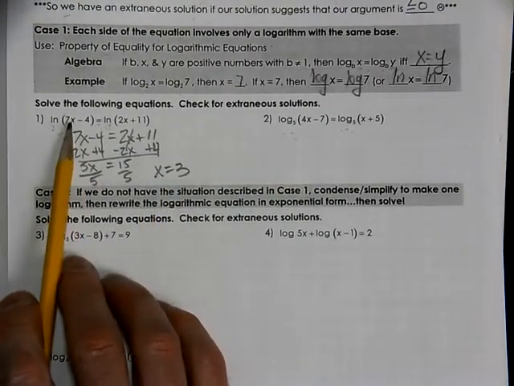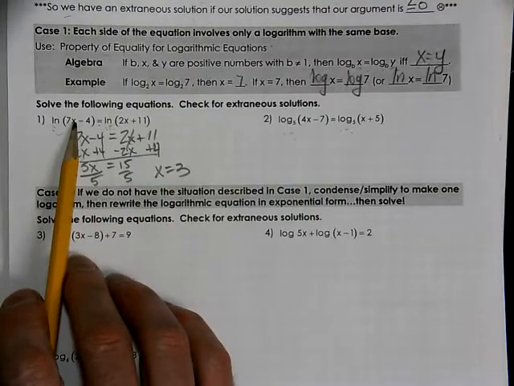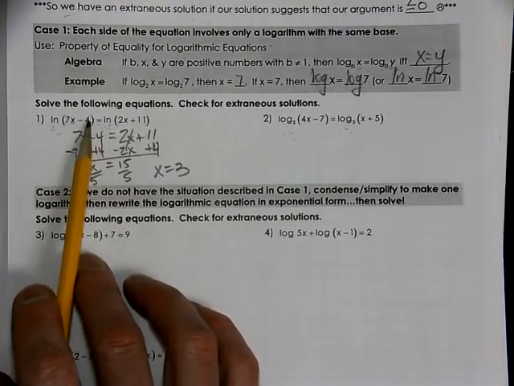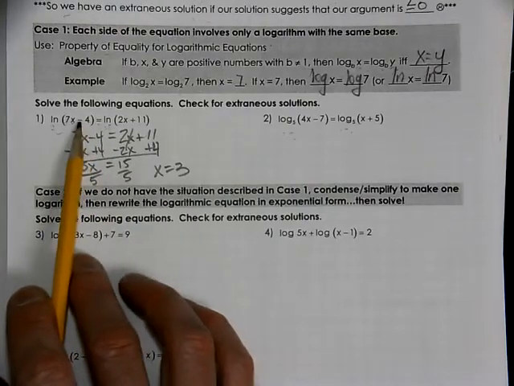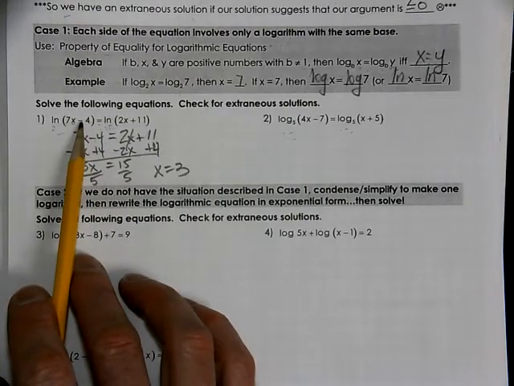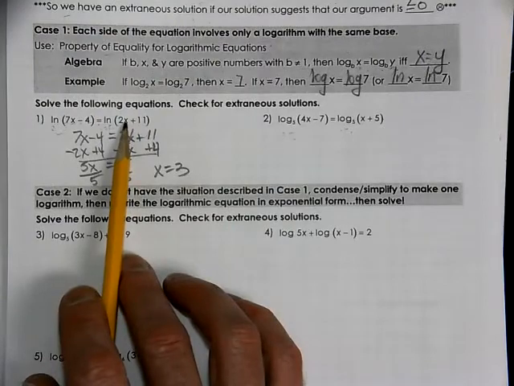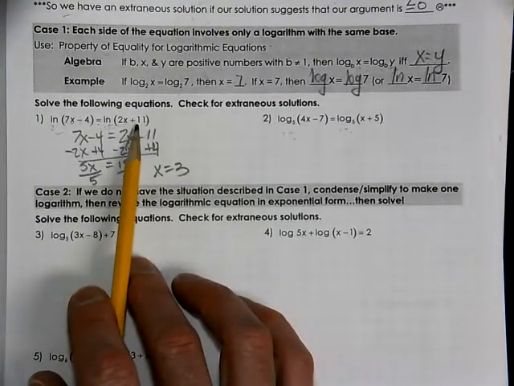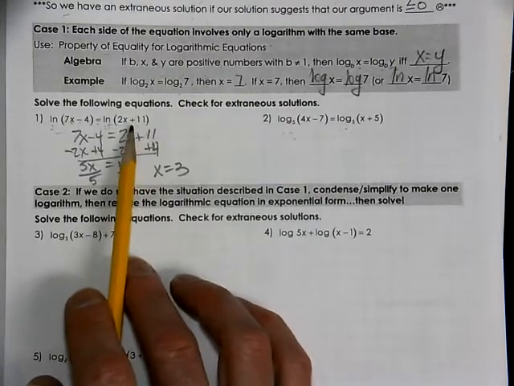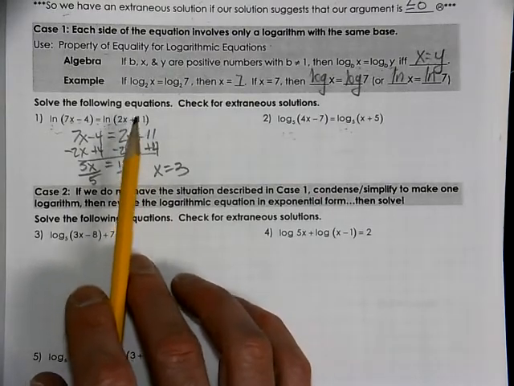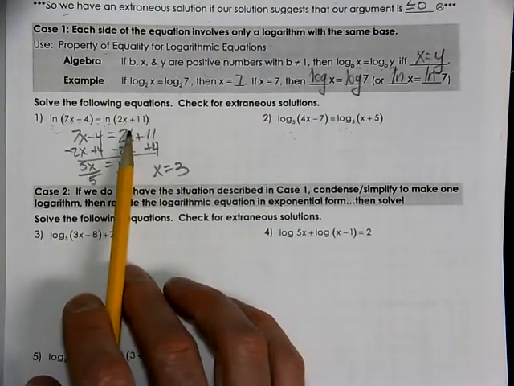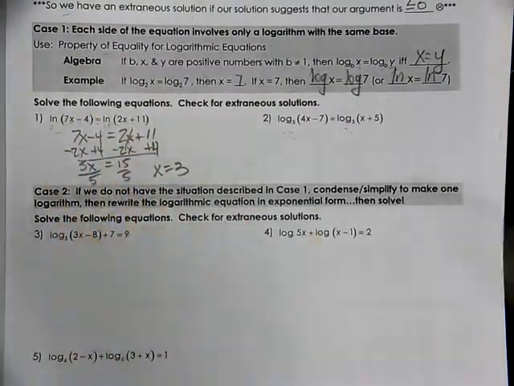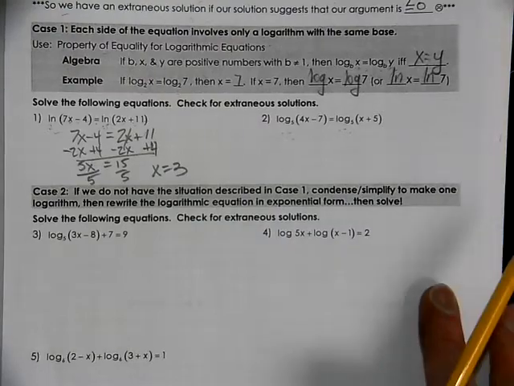If we plug the 3 in here, 7 times 3 is 21, 21 minus 4 is 17. If we plug the 3 in here, we get 6 plus 11 is 17. Those are not negative numbers. Those are not 0. So that should be okay. It should work just fine. And since they're both 17, natural log of 17 equals the natural log of 17. Works out great.